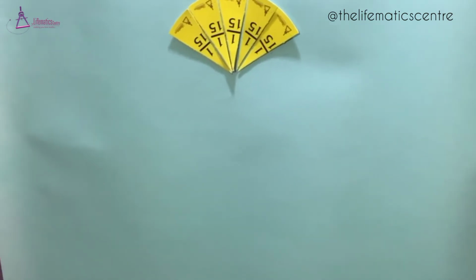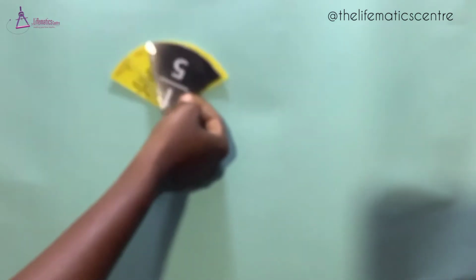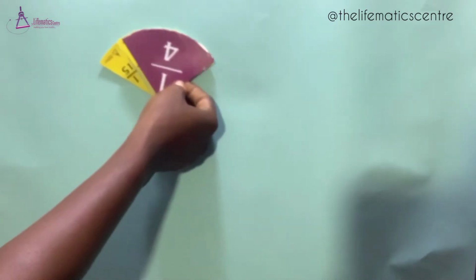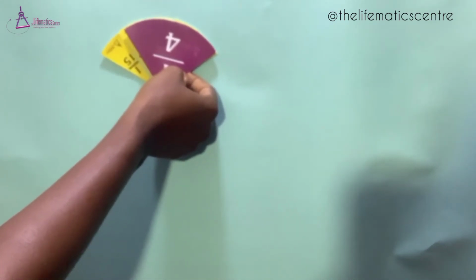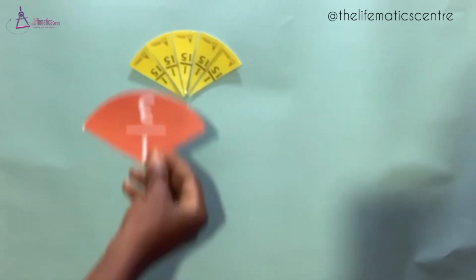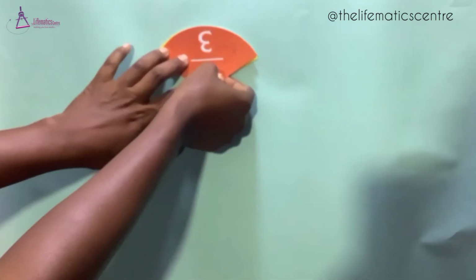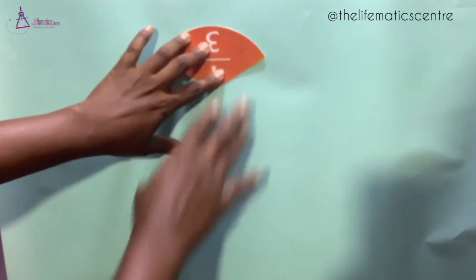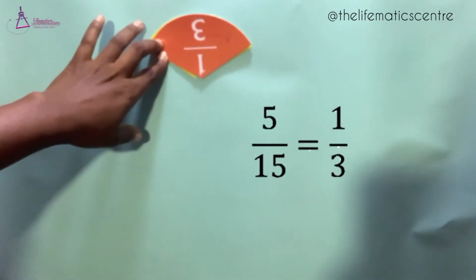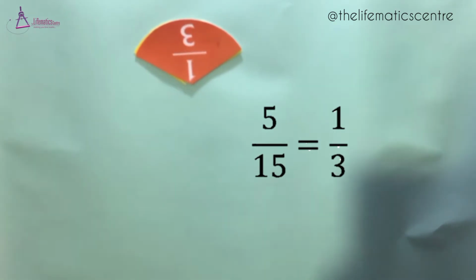Let's try 1 over 5. 1 over 5 surely does not fit. Let's try out 1 over 4. Still doesn't fit, but we're getting gradually closer. Let's try out 1 over 3. This fits perfectly. So 1 over 3 is equal to 5 over 15.